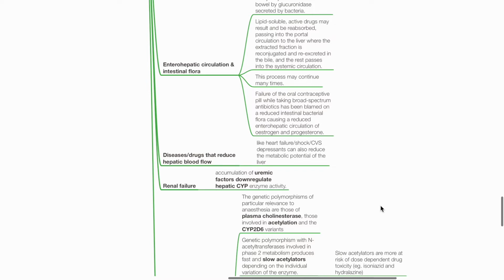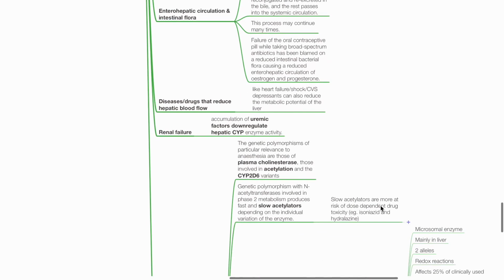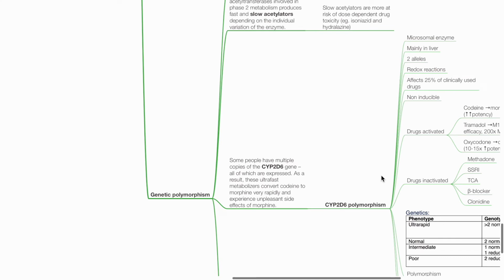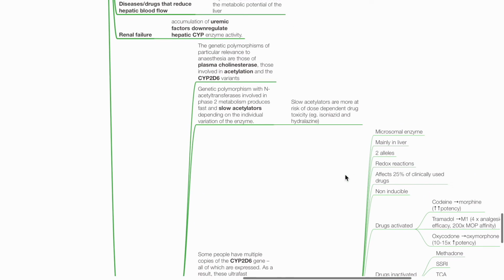Renal failure. Accumulation of uremic factors downregulate hepatic CYP enzyme activity. Genetic polymorphism. Genetic polymorphisms of particular relevance to anesthesia are those of plasma cholinesterase, those involving acetylation, and the CYP2D6 variants.